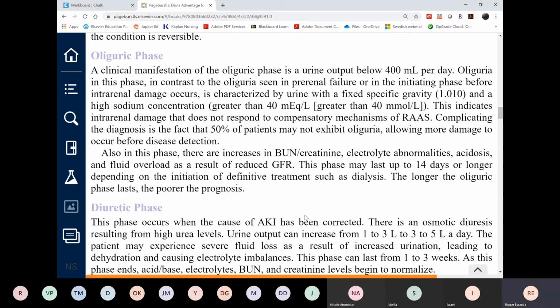So you'll have potassium retention because the major elimination of potassium is done by the kidneys. The kidneys are responsible, like I mentioned last week, for 80% of your potassium excretion. The other 20% is divided between the GI tract and the skin. So these are your manifestations.